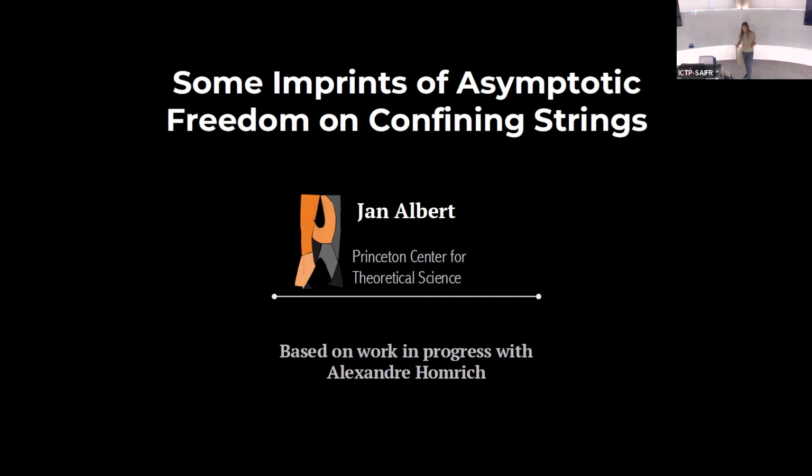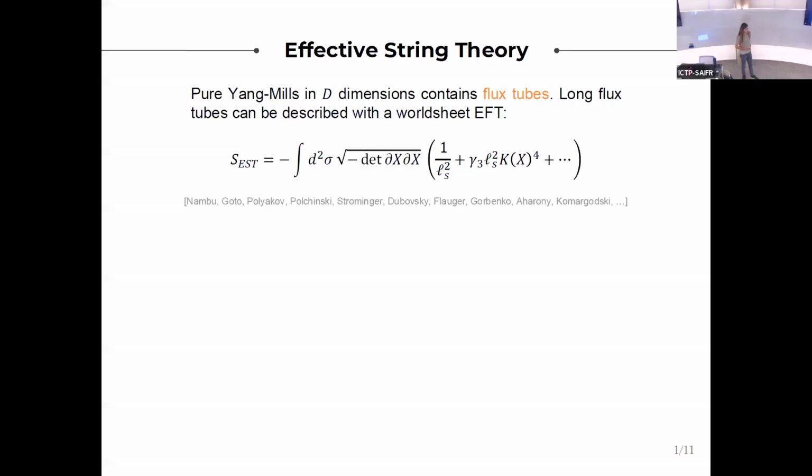So when we do this description, we're just parameterizing strings. We don't really know whether they're confining or what they come from. So in some sense, we forget that they come from, say, an asymptotically free theory. So what we set out to do with Alexander was to try to understand some implications, for confining strings, of the fact that they come from asymptotically free gauge theories. Okay, so that's the plan of the talk. So let me start by saying a few words about this effective string theory.